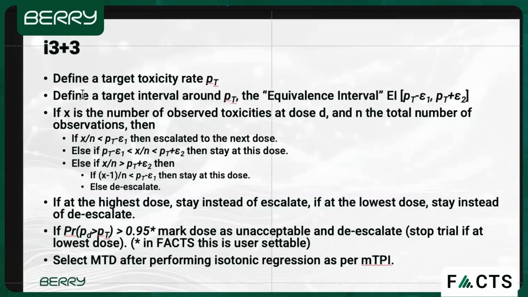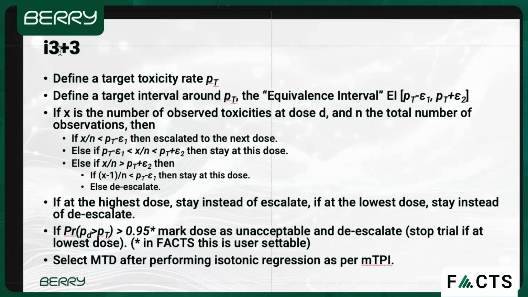So i3+3, how it differs is that instead of using a beta-binomial, having defined the same thing, a target rate and equivalence interval, it simply looks at the ratio of the number of observed toxicities and the total number of observations. So if X is the number of observed toxicities, and N the number of observations at that dose, then we simply look at X over N and whether that's below the lower bound, within the interval, or above the upper bound.